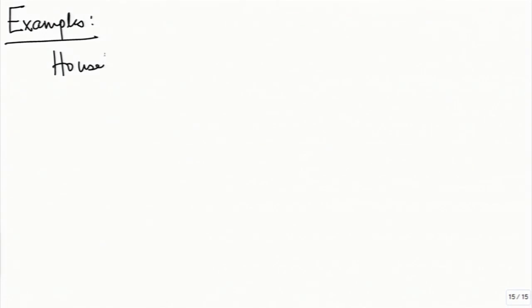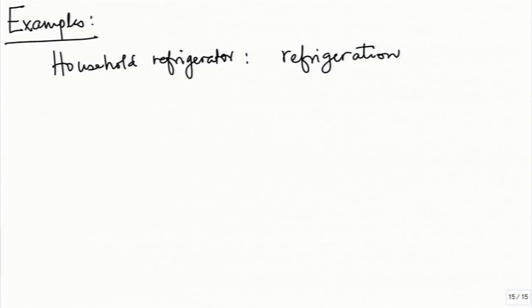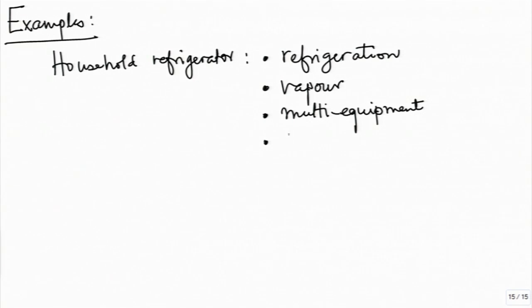Now at this stage, just to take some examples, let's take the household refrigerator. What type of a cycle is it? First thing, it is a refrigeration cycle. Since it is a refrigeration cycle, there is no question of it being classified as external combustion or internal combustion. Second, we can say it is a vapor cycle. The third is that it is a multi-equipment cycle. And another characteristic is that it is a closed cycle.